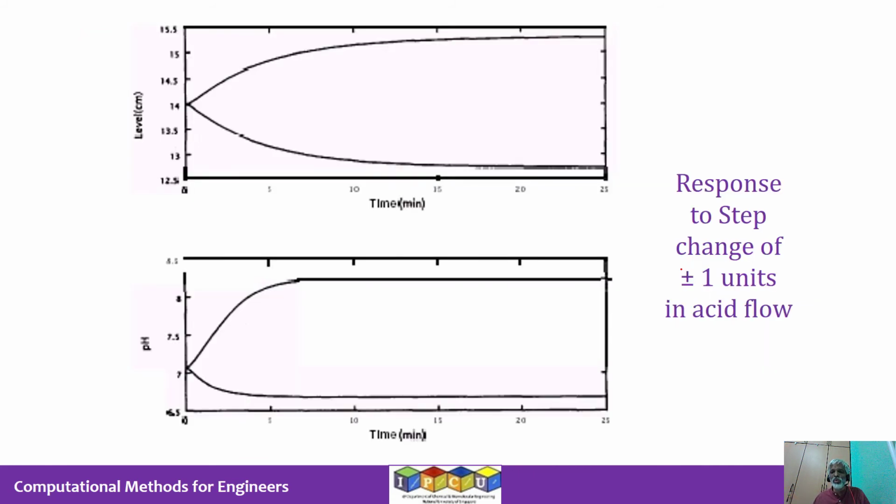Now, what you can do is, if you have a change of plus or minus 1 unit in acid flow, what happens if you look at the level, right? This is what happens when there is a change of +1 in the acid flow. The steady state value is 14 centimeters in this particular system. And when there is a change of +1 unit in acid flow, the system responds like this. It takes some time to reach the steady state, but it responds like that.